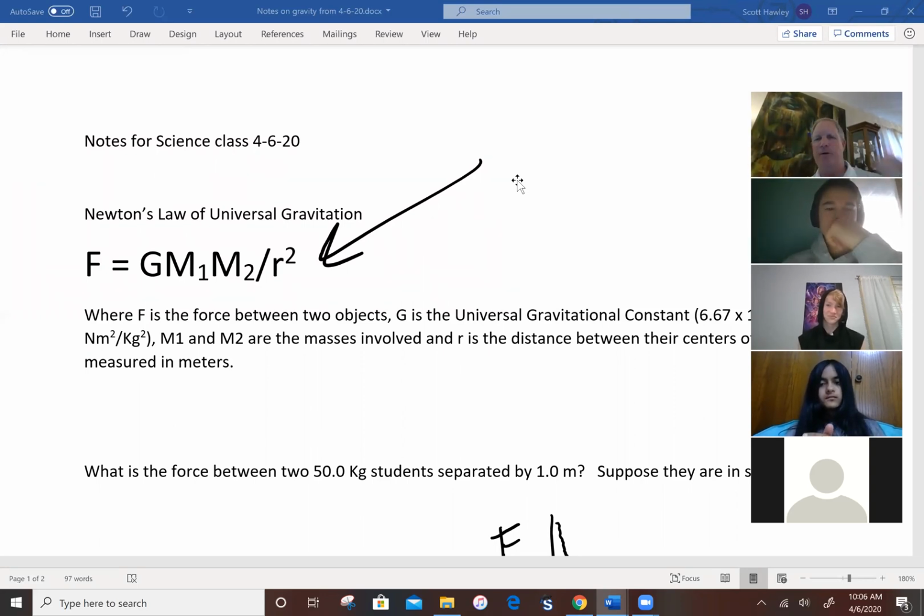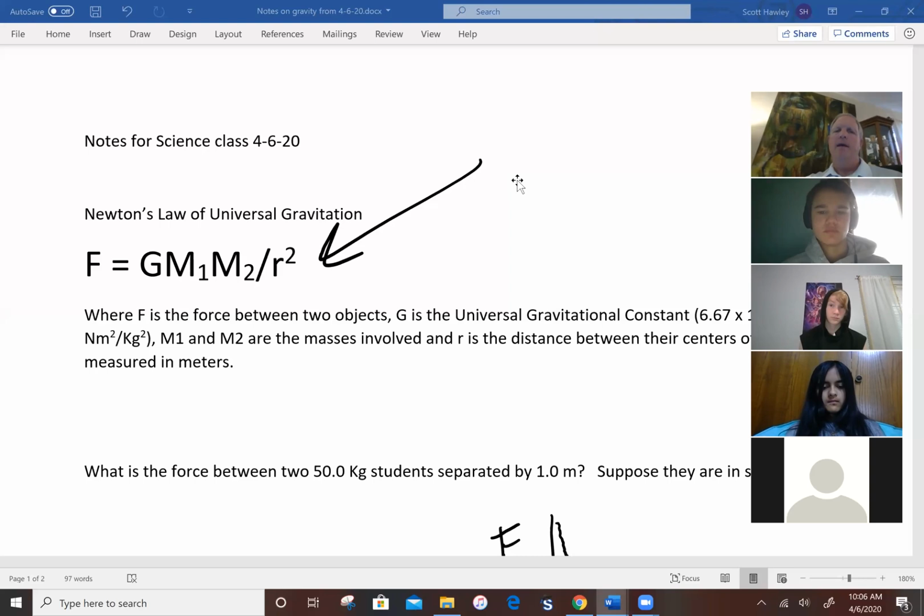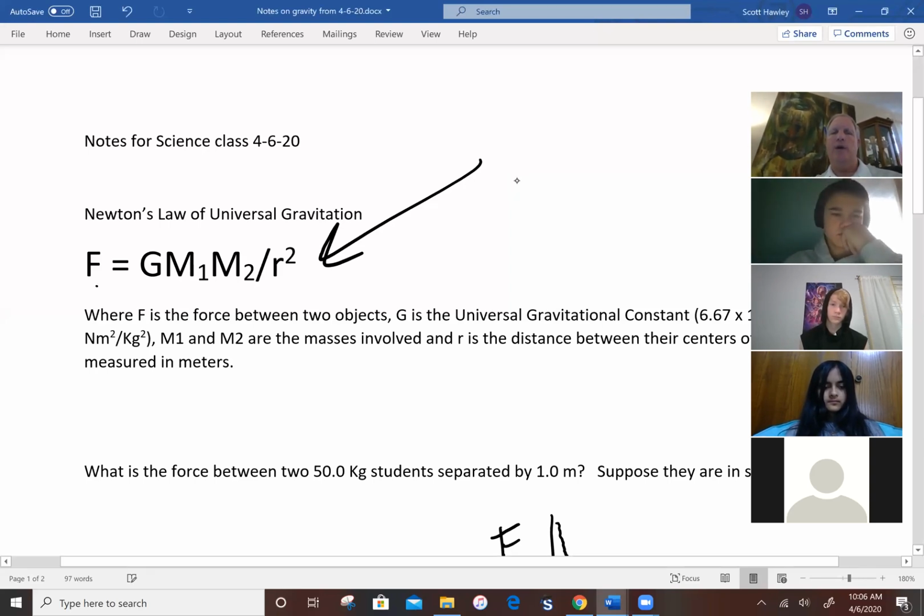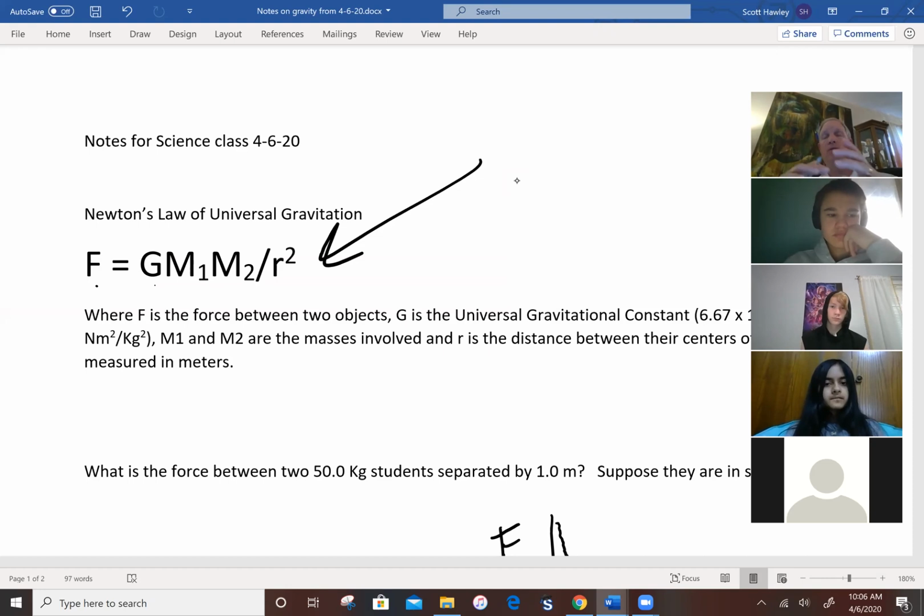Like this, really, really slowly. Any two masses in the whole universe are attracted to each other, okay? And it goes like this. The force is the attraction. G is this thing that's called the universal gravitational constant. It seems to apply everywhere in the universe except if you get really close to black holes.